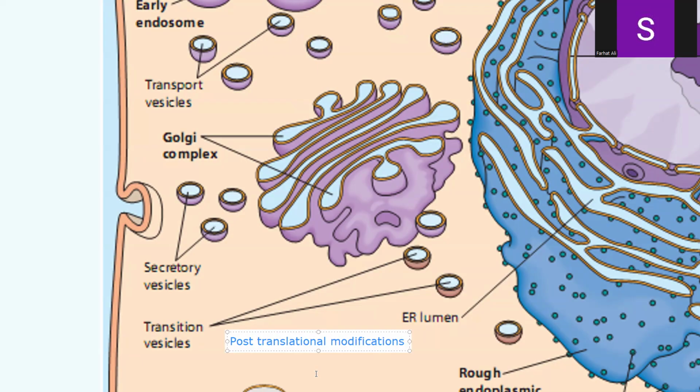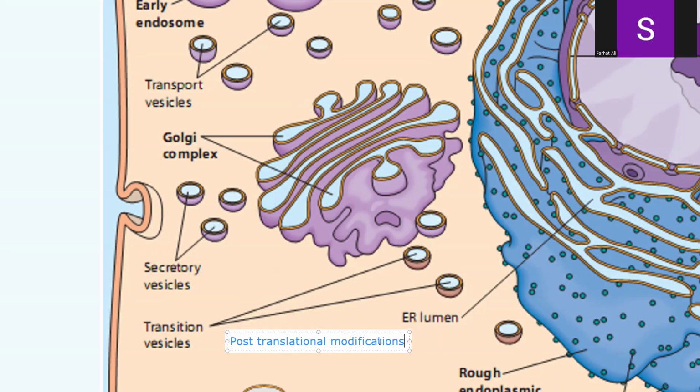Many proteins undergo modification after synthesis. This process of protein synthesis is called translation. So these proteins undergo modifications. These are called post-translational modification. Post-translational means that after translation has occurred, after protein synthesis has occurred, these proteins undergo modification. There are different types of modifications which occur on these proteins.